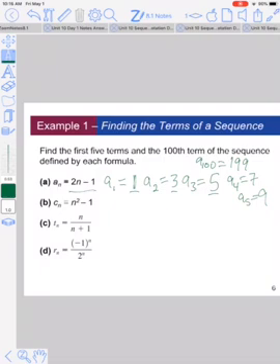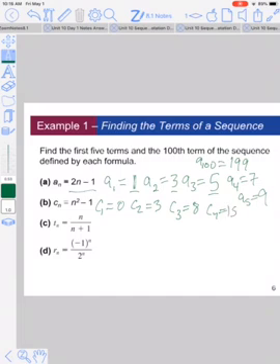So again, we want C sub 1. So just plug a 1 in. 1 squared is 1. 1 minus 1 is 0. C sub 2, plug in a 2. 2 squared is 4. 4 minus 1 is 3. C sub 3, plug in a 3. 3 squared is 9. 9 minus 1 is 8. C sub 4, plug in a 4. 4 squared is 16. 16 minus 1 is 15.